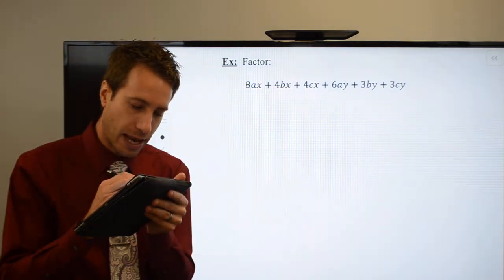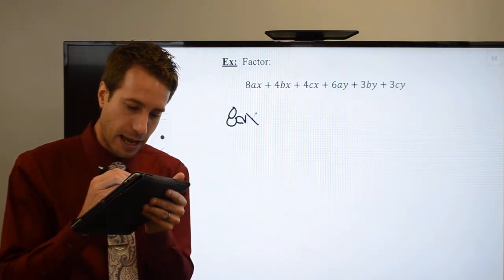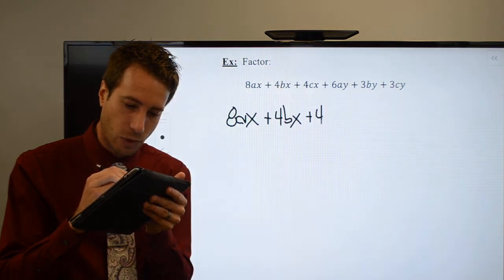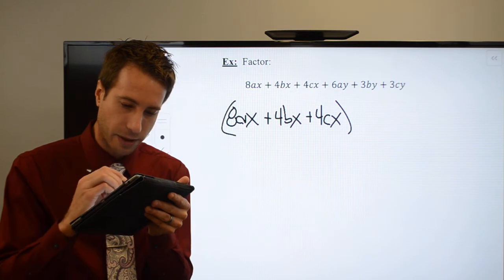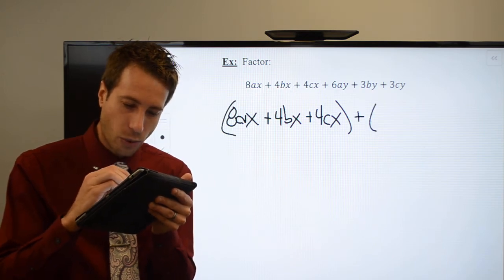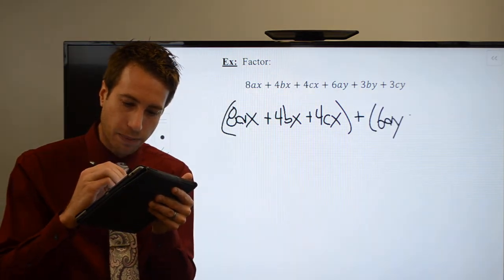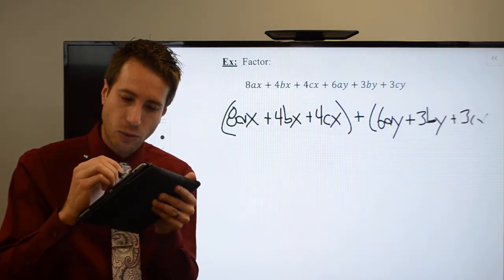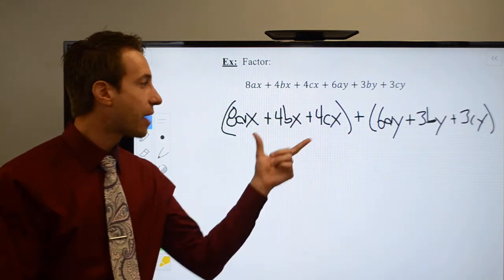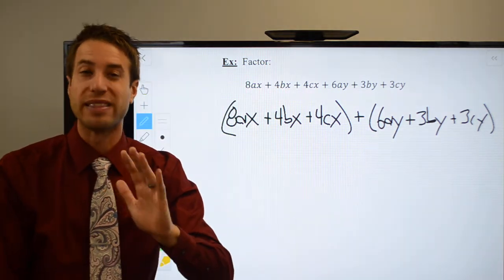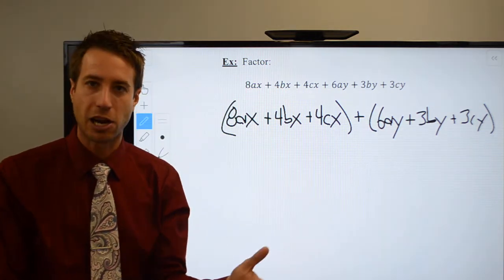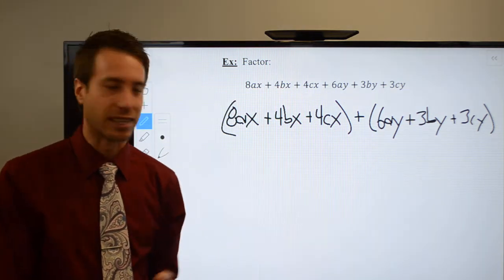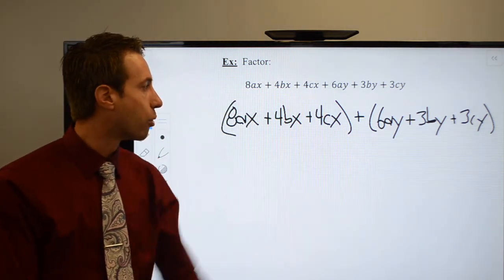So I'm going to group together 8ax plus 4bx plus 4cx. Put those guys together. I'll group together the y's, 6ay plus 3by plus 3cy. And again, now that I've got my groupings, and I don't know that this is going to be the way to go, there's many combinations here, but it's probably pretty likely this is going to work. I go through and pull out my GCF.